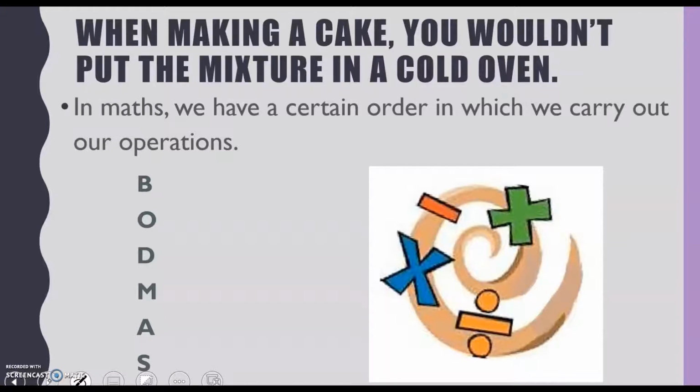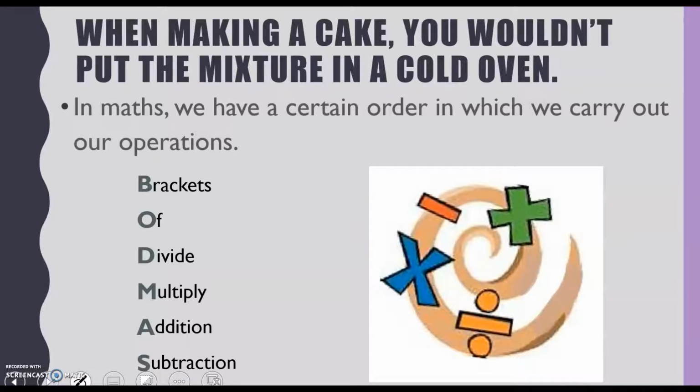So each of these letters stands for one of our operations. So B is brackets, O is of or sometimes order, D is divide, M is multiply, A is addition, and S is subtraction. So we do brackets, then of or order, divide and multiply, addition and subtraction.